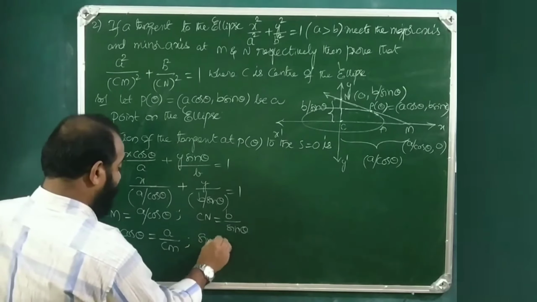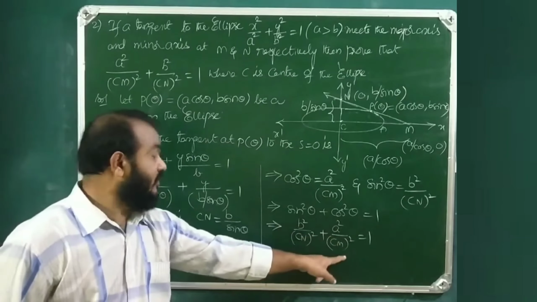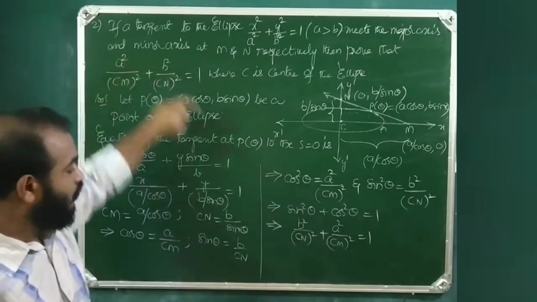Now, we know that sin square theta plus cos square theta equals 1. So sin square theta is b square by CN square, plus cos square theta is a square by CM square, equals 1. That is what we need to prove: a square by CM square plus b square by CN square equals 1.